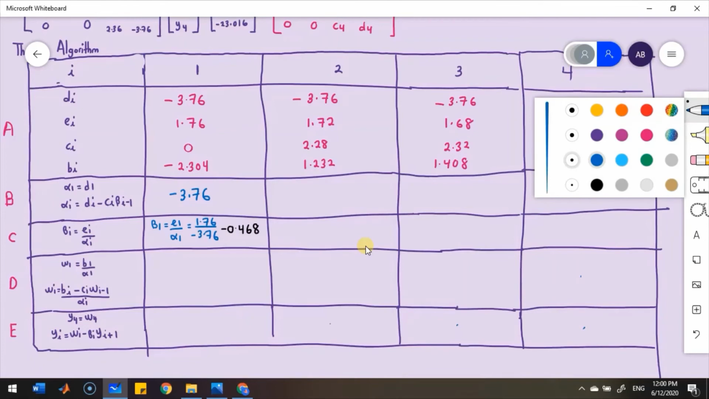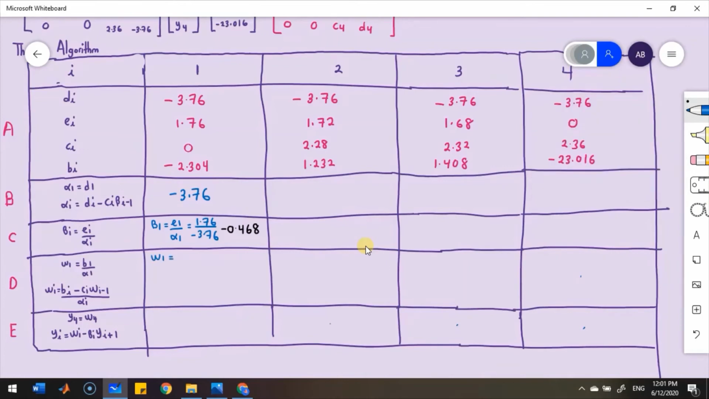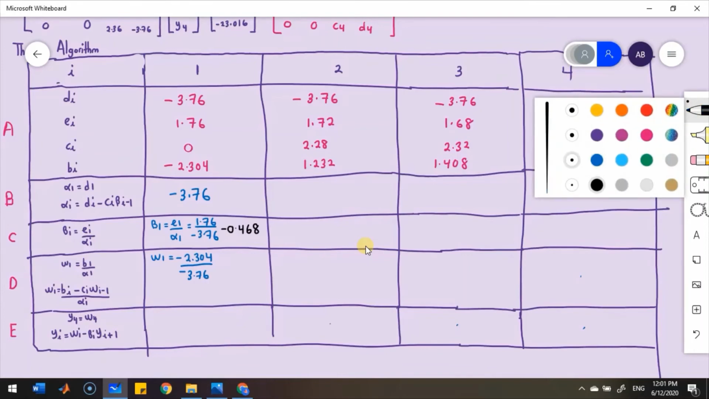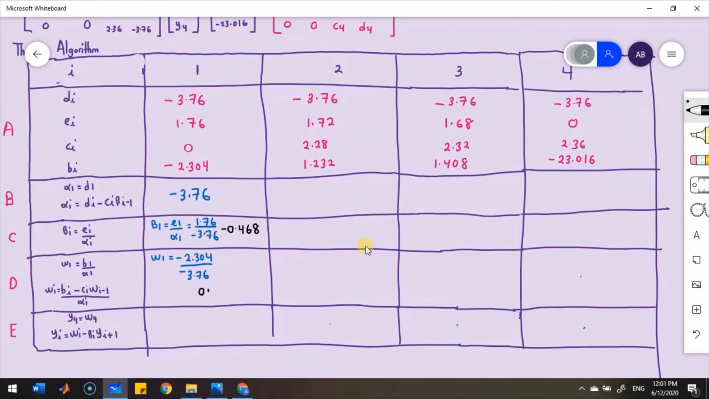Again, W1 is B1 over alpha 1. So I'm going to write it. W1 equals to B1, negative 2.304 over alpha 1, negative 3.76. I think I should get W1, if you press the calculator, as 0.613. Okay, now move on to the second iteration for part B.